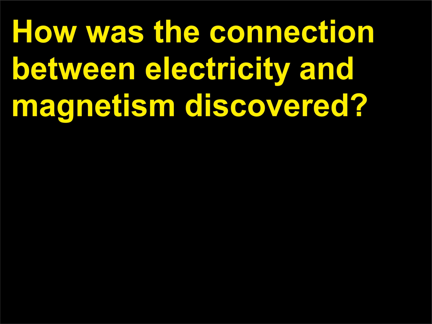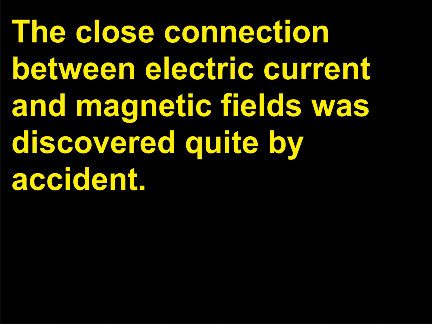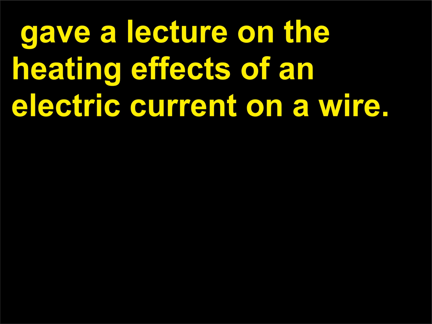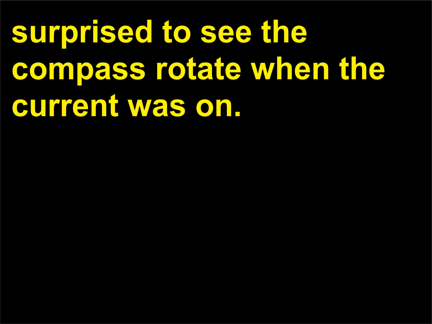How was the connection between electricity and magnetism discovered? The close connection between electric current and magnetic fields was discovered quite by accident. In 1820, Danish physicist Hans Christian Ørsted, 1777-1851, gave a lecture on the heating effects of an electric current on a wire. A compass happened to be near the wire and he was surprised to see the compass rotate when the current was on.